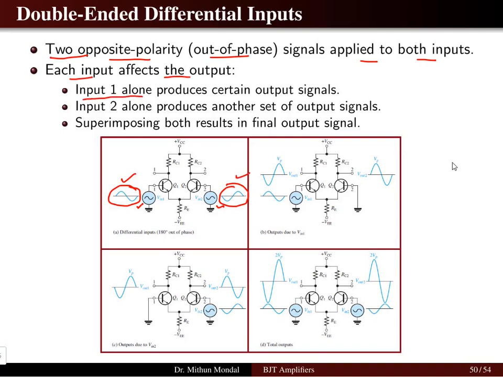What happened with input 1 alone? Input 1 alone will produce a certain output signal. Input 2 alone will produce another output signal. And then we can apply the principle of superposition to find the net result in the final output signal. So here we can see the output when only input signal 1 is there. Here you have input 1 and the other one is at 0 volt. In the second case, you have input 2 and here you have 0 volt at transistor Q1. So when you have both inputs together, it is basically the superposition of the outputs of 1 and 2.